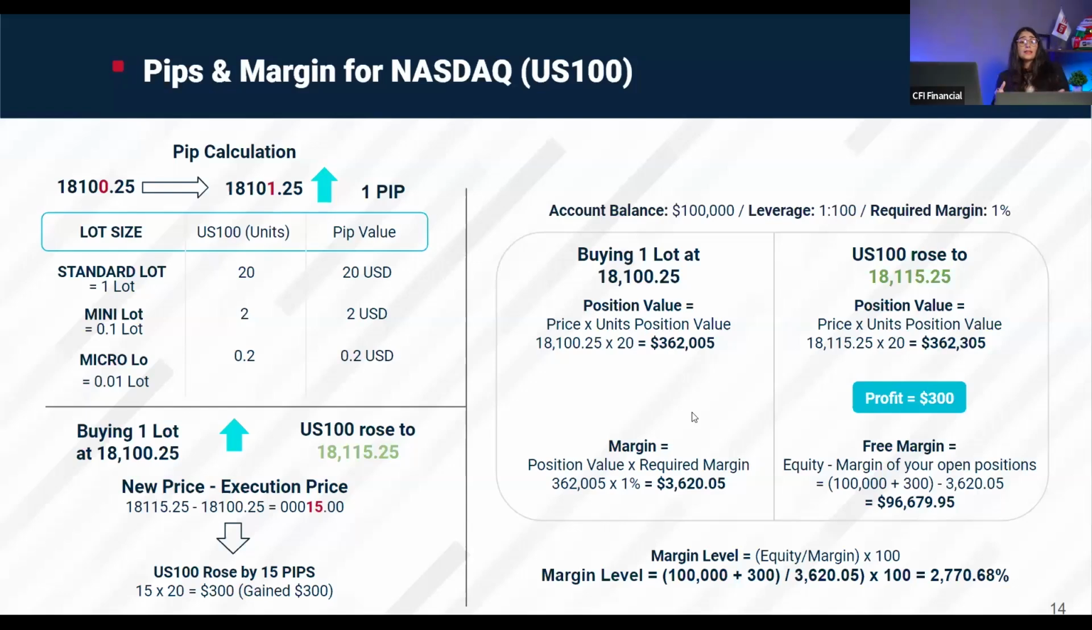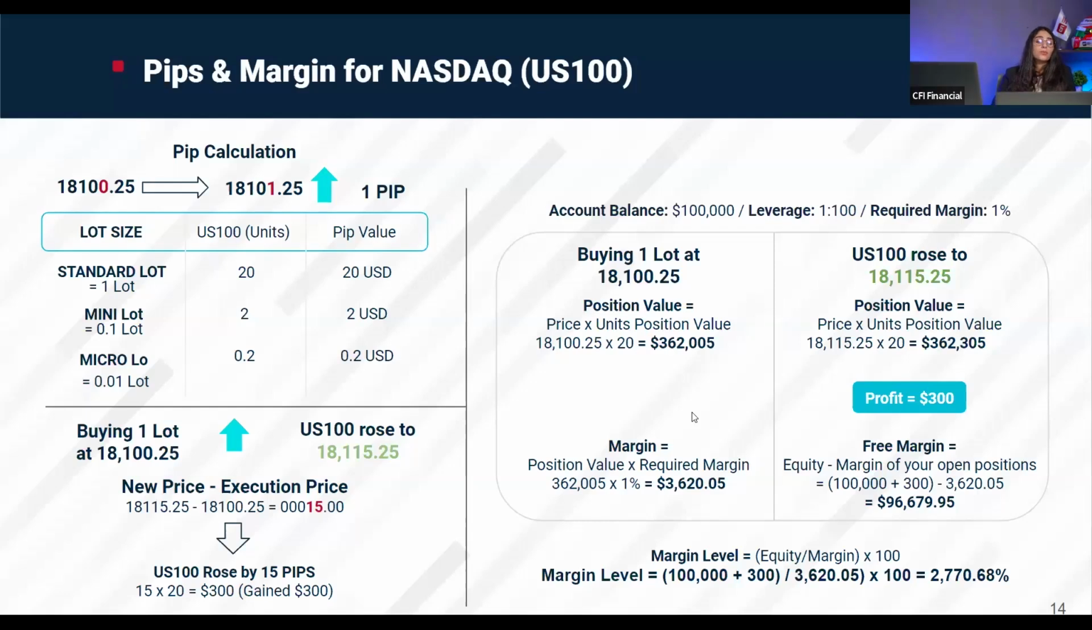Now, we need to calculate how much is left in our account to do further trades. We need to find the free margin. To find the free margin, I take my equity. My equity is equal to my balance plus or minus profits or losses. In this case, I'm profiting $300. So it's 100,000 plus 300 minus the margin of my open positions.